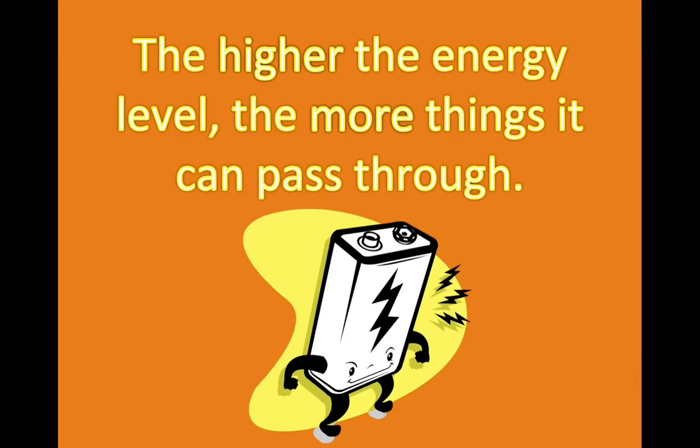One of the most important things we have to remember is that the higher the energy level in a wave, the more things it can pass through. So if you noticed, radio waves are the weakest and gamma rays are the strongest. Gamma rays could possibly hurt us or kill us while radio waves are traveling around us all the time.